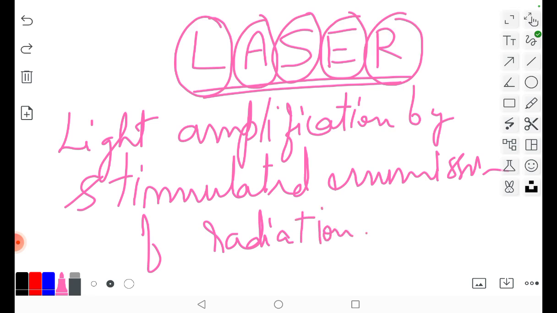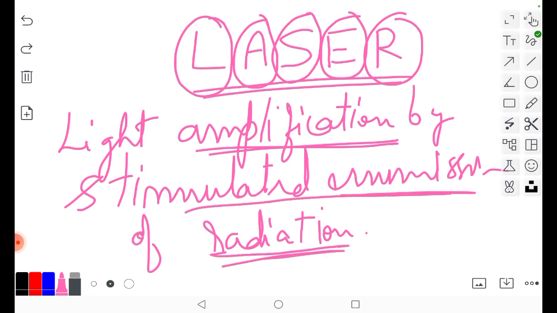So what does it mean actually? Light amplification means there is an amplification of light by the process called stimulated emission of radiation. So what is getting amplified? Some kind of radiation is getting amplified. So laser stands for light amplification by stimulated emission of radiation, which means amplification of light by the process called stimulated emission. Okay. So this is the basic theory behind laser.